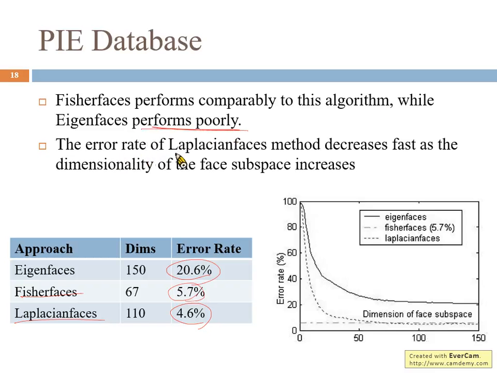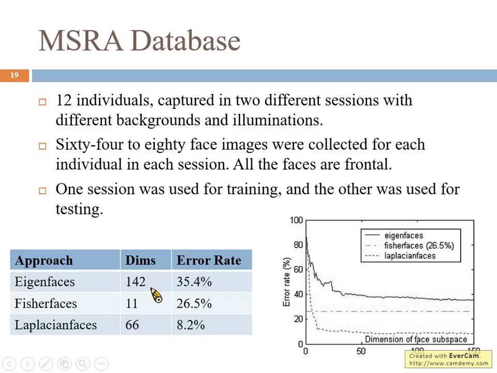The error rate of the Laplacianface method decreases fast as the dimensionality of the face subspace increases. So as we increase the dimensionality of the projected space, the error rate decreases quickly. In this case, the performance of fisherface and Laplacianface are comparable. However, the dimension of Laplacianface is much higher than fisherface. So we can say that on the PIE database, Laplacianface does not significantly outperform fisherface.